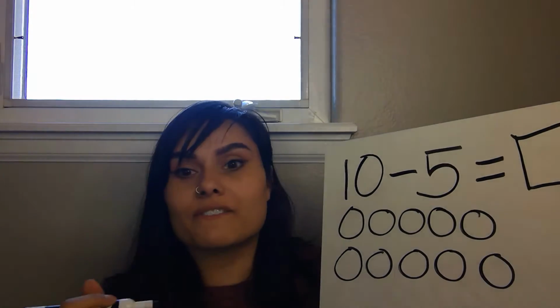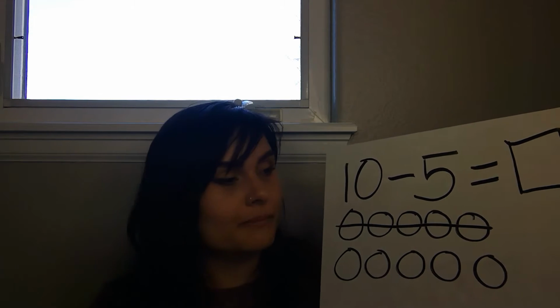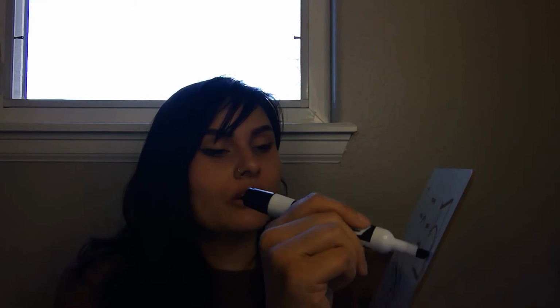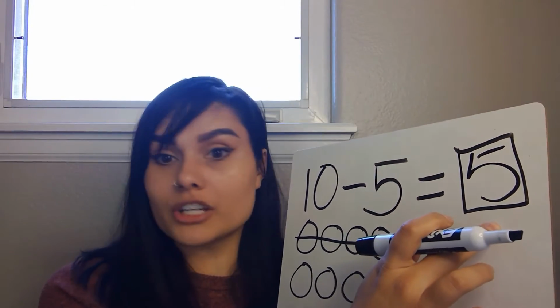So I need to take away 5. Well, that's easy. I just take away this whole row because they're in 5 groups. And so that gives me 5 left. So 5 cats are wearing hats and 5 cats are not wearing hats. Let's take a look at another story problem.